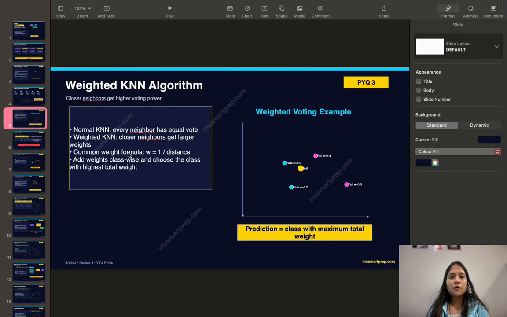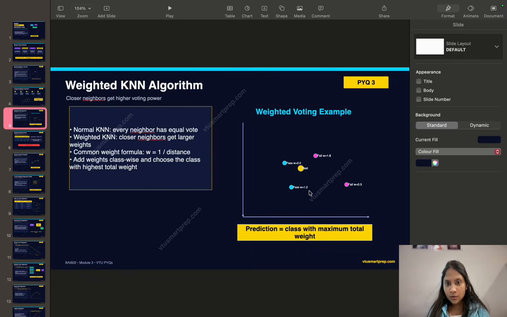Now the common weight formula. This formula you have to remember: weight equals 1 by distance. It's not that difficult to remember, right? Then add weights class-wise and choose the class with the highest total weight. Like, this test data belongs to which class, pass or fail, that we have to print. If you have a larger weight for these neighbors, obviously if we calculate, it is going to belong to this class. So prediction equals the class with maximum total weight.